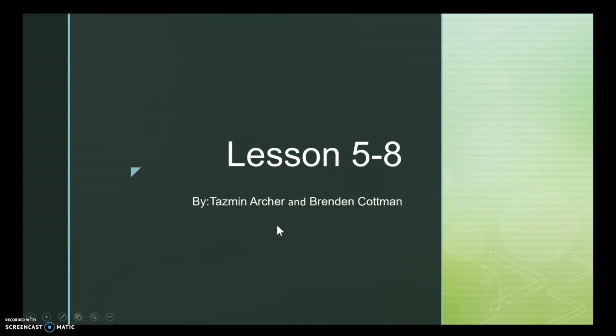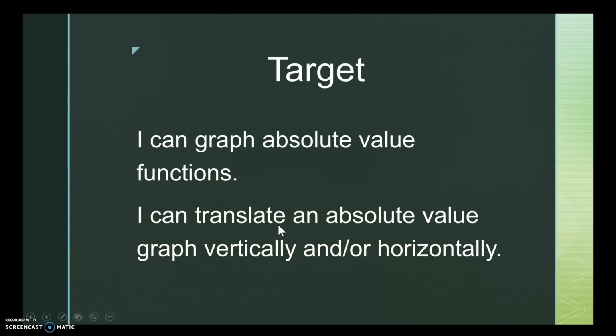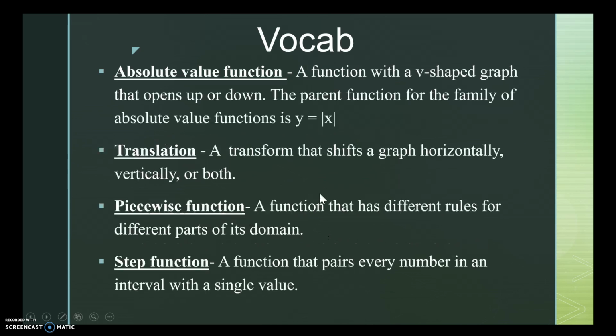Okay, here we go. Lesson 5.8. This is about graphing absolute value functions and then shifting them either vertically or horizontally. All right, so here's some things. An absolute value function is going to make a V that opens up or down. The parent function is y equals absolute value of x. We'll talk about that a little bit more. Translation either shifts it horizontally or vertically, so we're just going to focus on that.